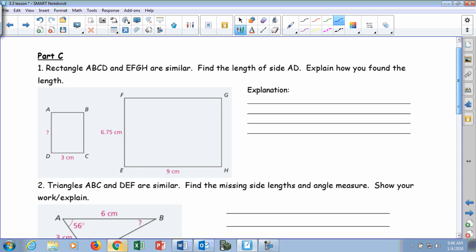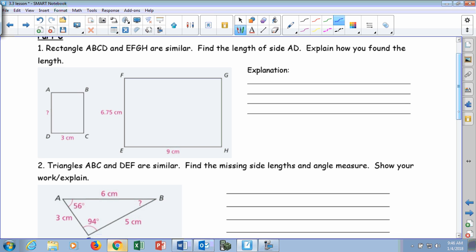So if we flip it on over, we got 2 rectangles here. So it says these 2 rectangles are similar. We want to figure out what this side length is, AD. Okay. So remember, we're going smaller. Side EF gives us 6.75. What side is similar to EF? You got to be careful now. Look really hard. What side is similar to EF?